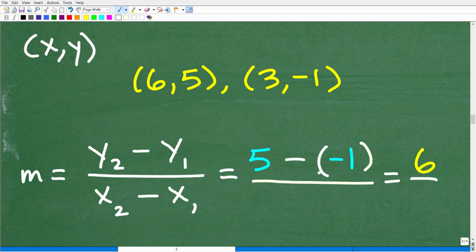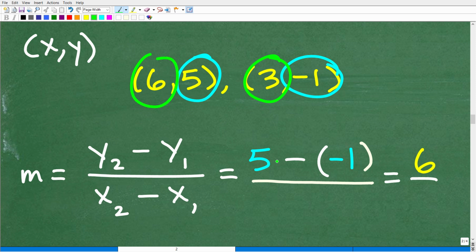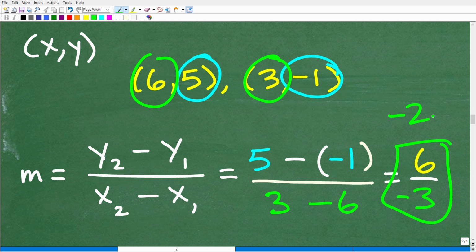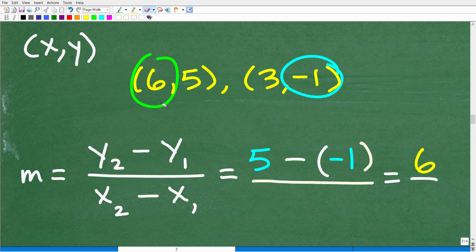Okay, so let's just keep this part of the problem. Let's say I'm going to follow the formula. I'm going to subtract the y's, so 5 minus -1, no big deal. And then I'm going to subtract the x's, and these are the x's right here, 6 and 3. But I'm going to go this way, 3 minus 6. So 3 minus 6 is what? Well, that's -3. So if I do this, 6 divided by -3, I'm going to end up with -2. That is wrong. The slope is positive 2. So why is this wrong? Again, a super common mistake for algebra students, and here is how you avoid it.